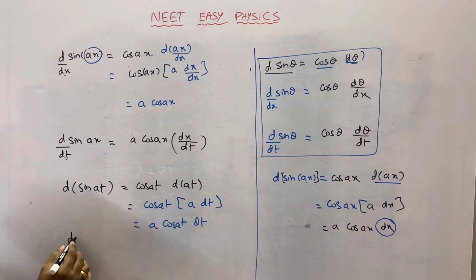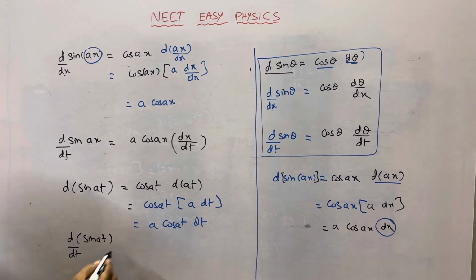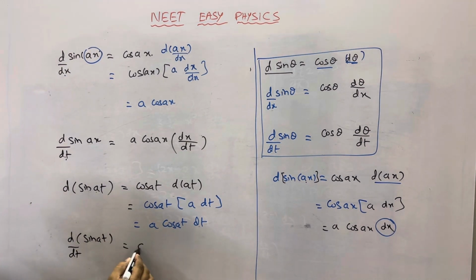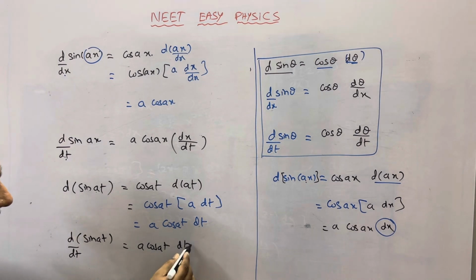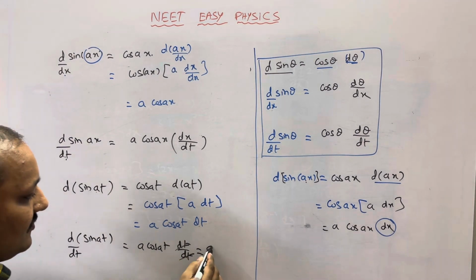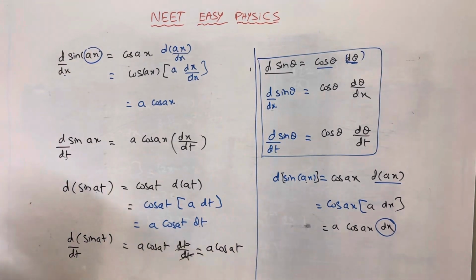Now the same question: the derivative of sine at with respect to time. At that time what will you get? dt by dt, so a cos at dt by dt will be cancelled. So a cos at.